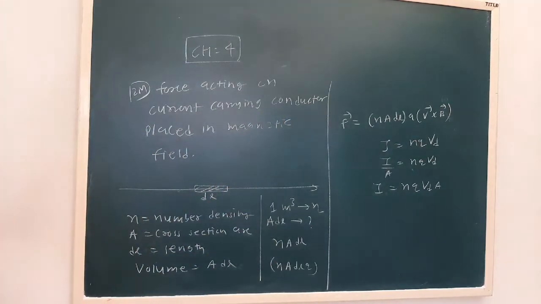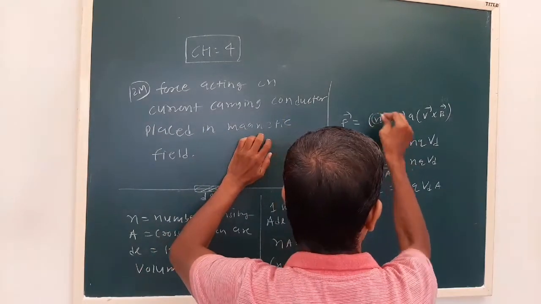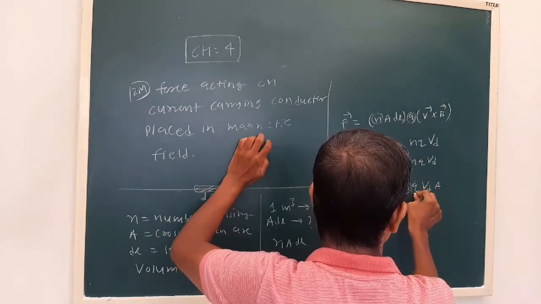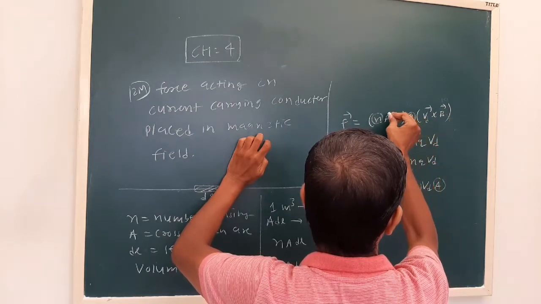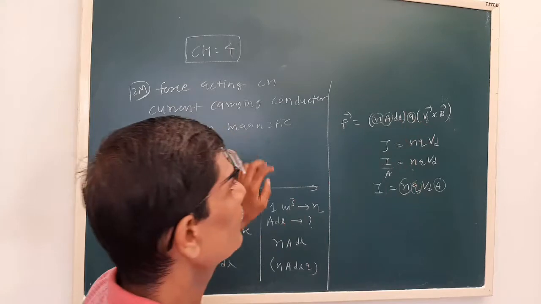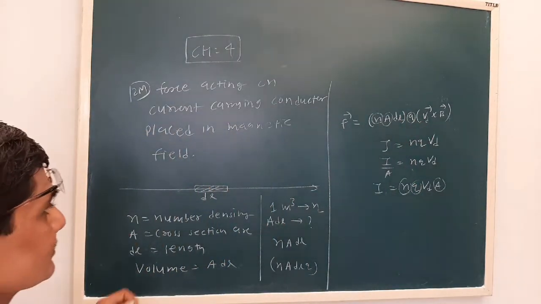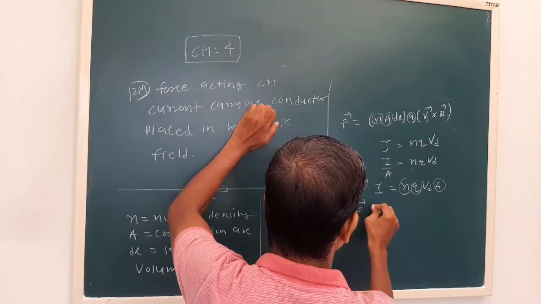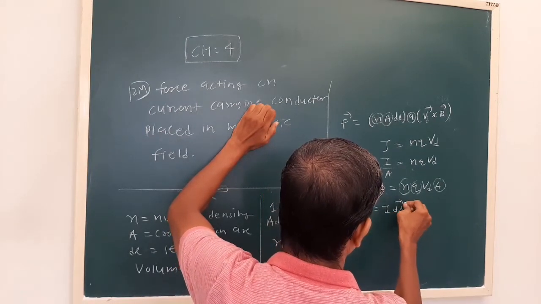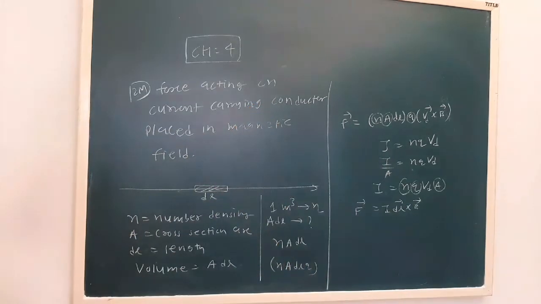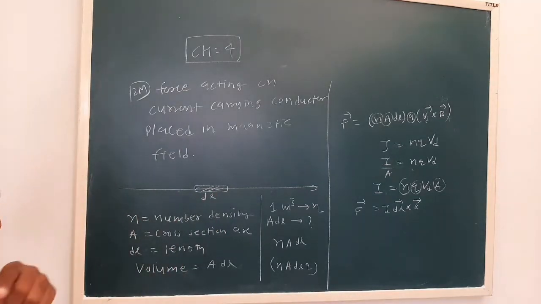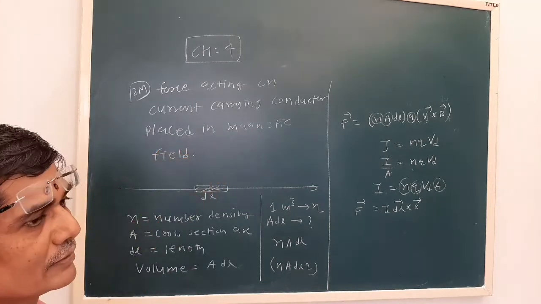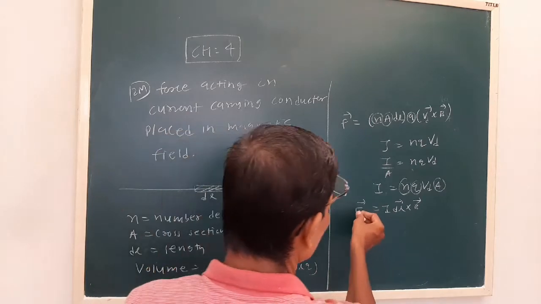Now let us check whether all these terms are here or not. Yes, n is there, q is also there, vd is also there, and area is also there. So that will become F is equal to I dl cross B. This is the force acting on a current carrying conductor placed in a magnetic field for a very small section. We can call it dF also.